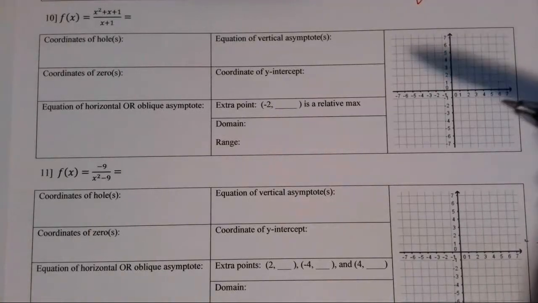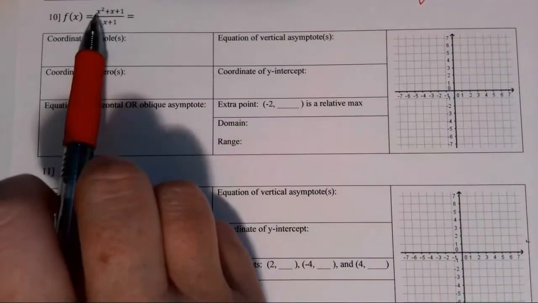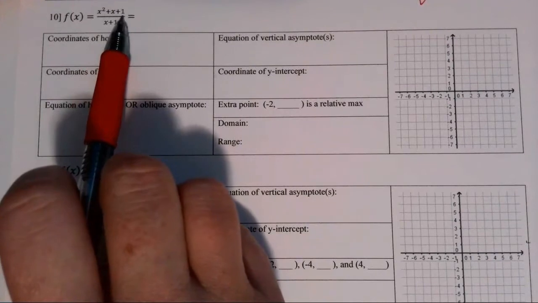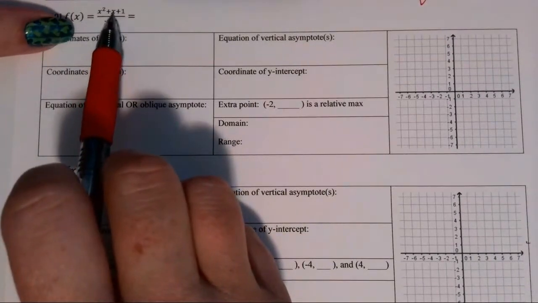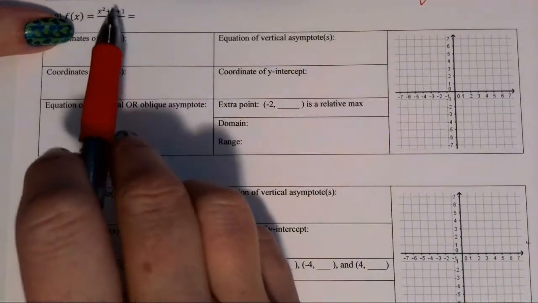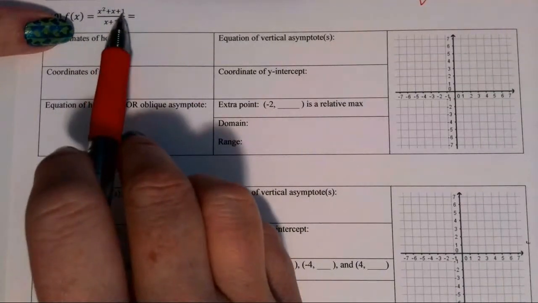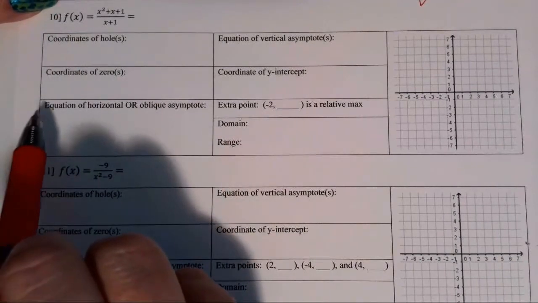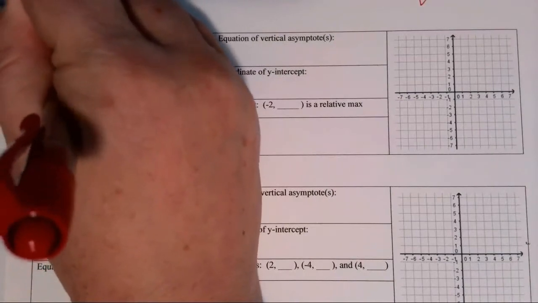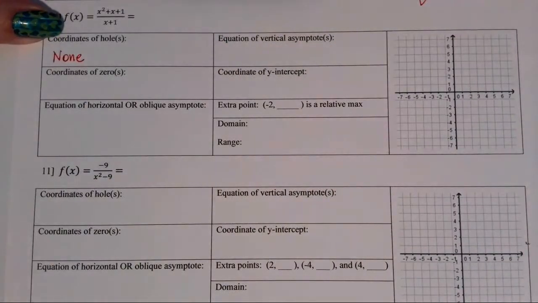Okay, back with number 10. The numerator is x squared plus x plus 1, and there are no factors of 1 that add to equal 1, so that numerator does not factor. Then the denominator is linear, x plus 1, so there are no holes since there are no canceled factors.